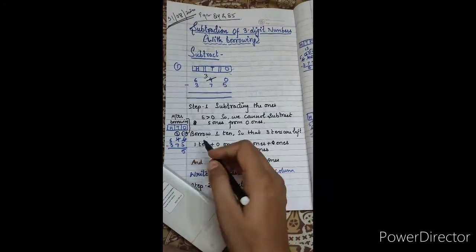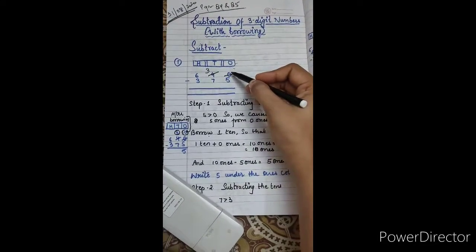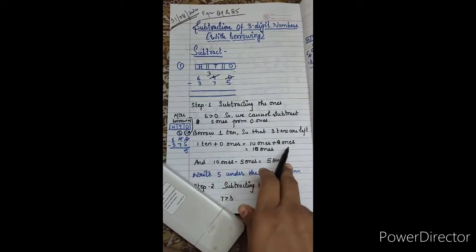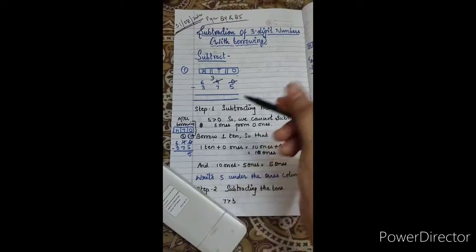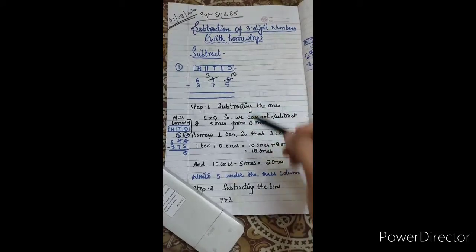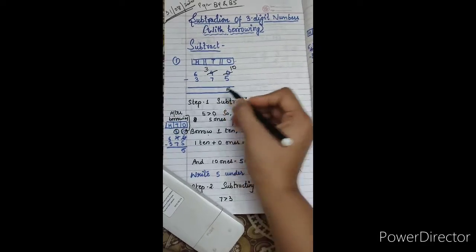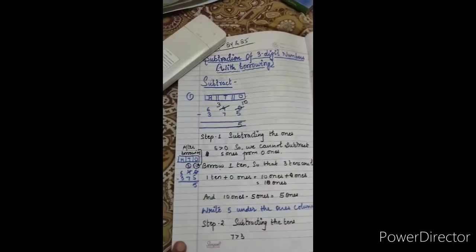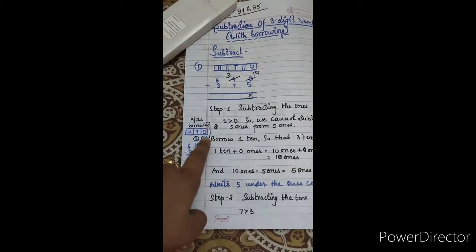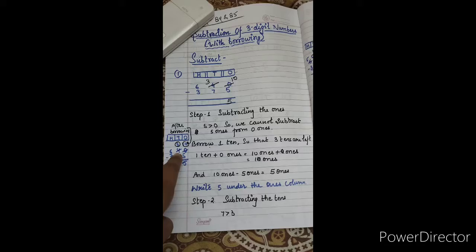So in the ones position, 1 ten means 10 ones plus 0 ones. So 10 plus 0 is 10. So 10 ones minus 5 ones is 5 ones. Write 5 under the ones column. So here you see, after borrowing, 10 ones minus 5 ones becomes 5, and in the tens position 3 tens are left, right?